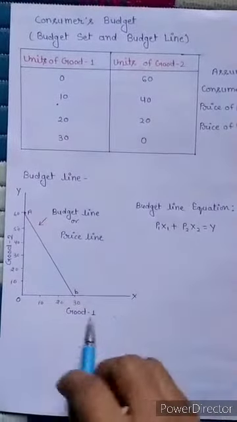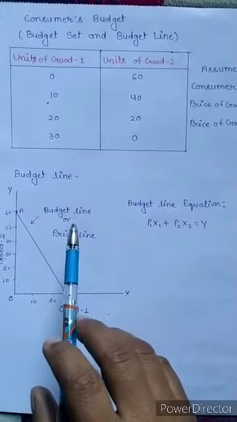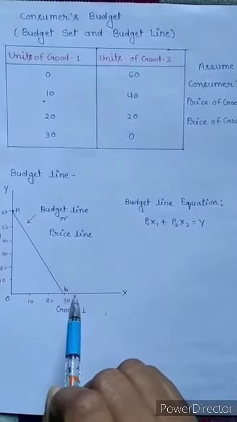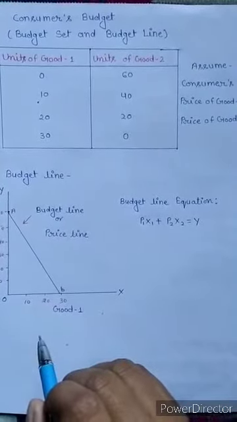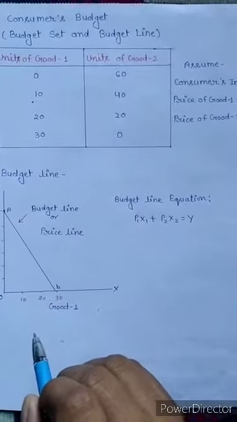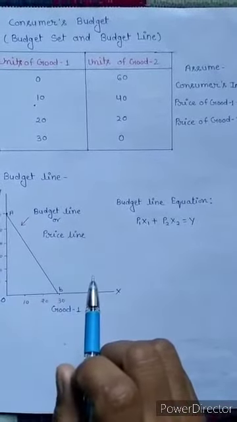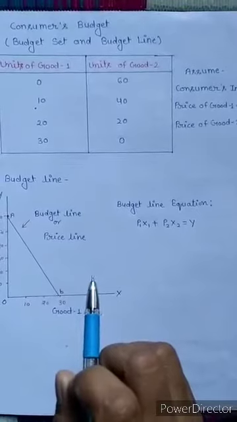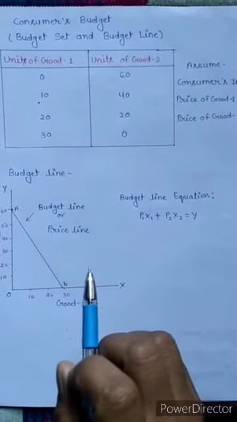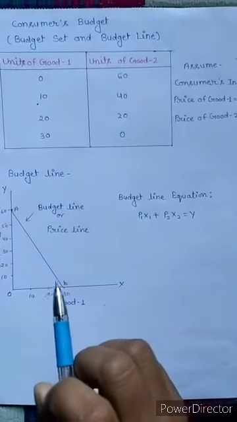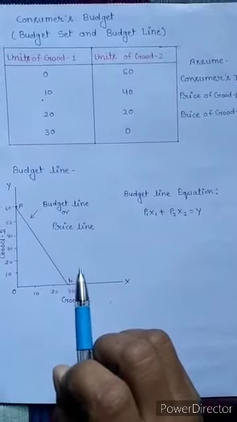Hello, my name is Pratima Singh, and in this video I will explain what is budget set, budget line, attainable and non-attainable combination of budget line, shift in budget line, rotation in budget, and finally the consumer equilibrium with the help of budget line and indifference curve. So let's start our video.